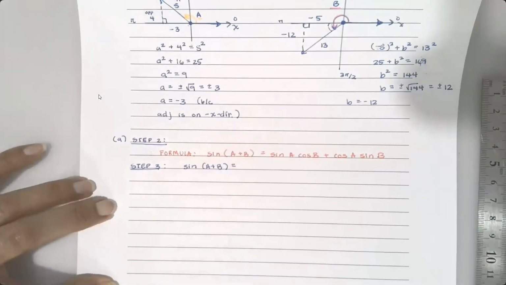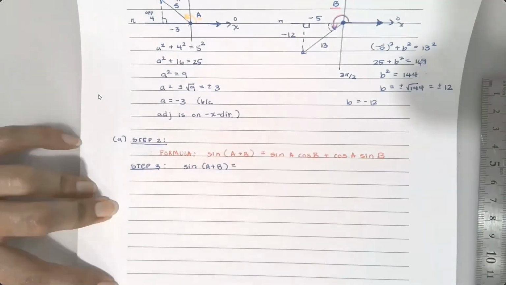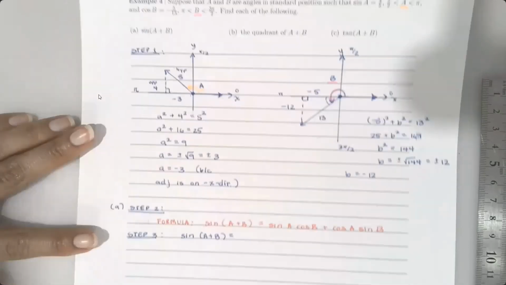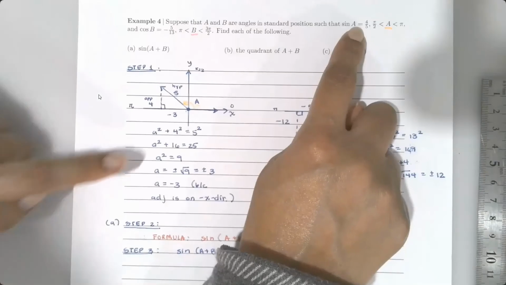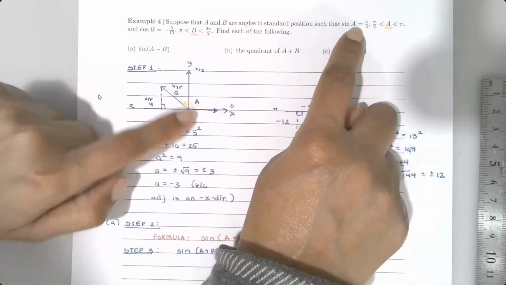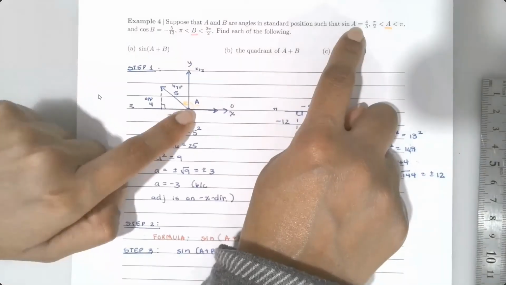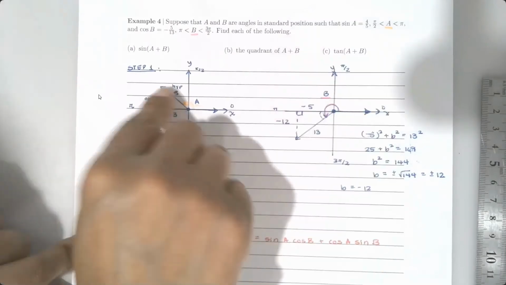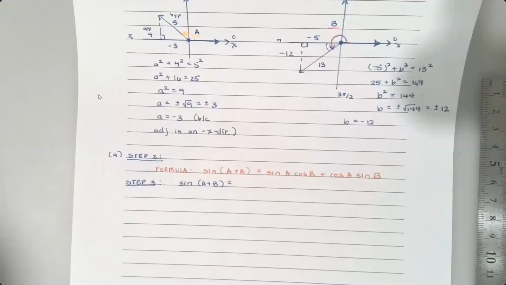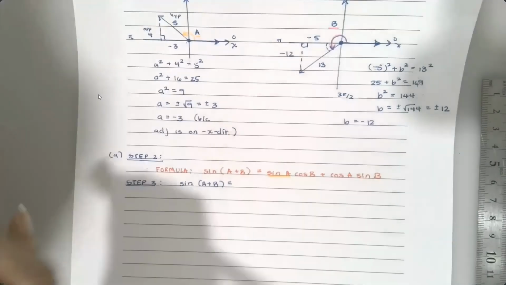Now, sine of A was given to us. If you take a look here at the top, it's a 4/5. You could also just look at this first diagram, because that's the one that involves angle A, and see that sine will be opposite over hypotenuse, 4/5. Okay, so this first one, the sine of A, is going to be 4/5.